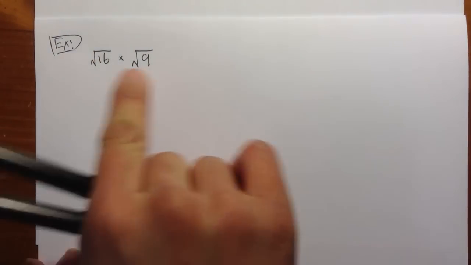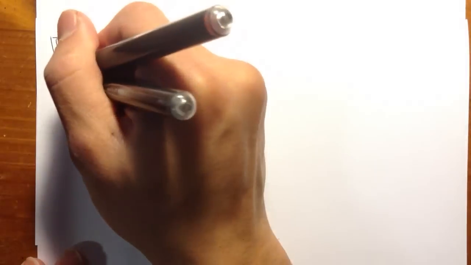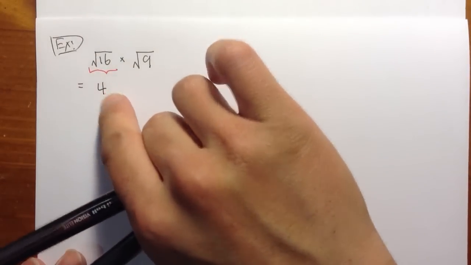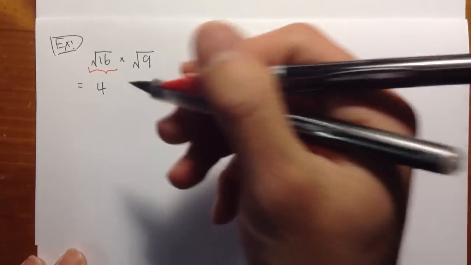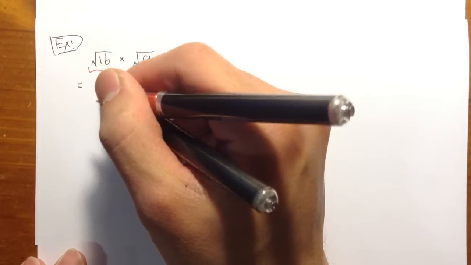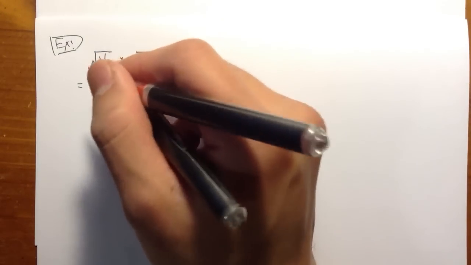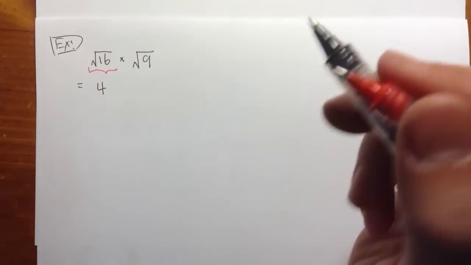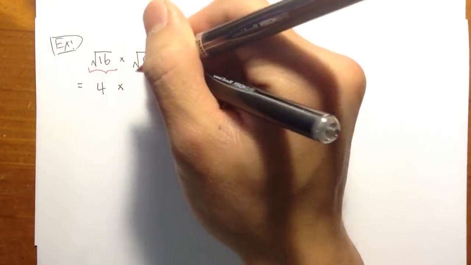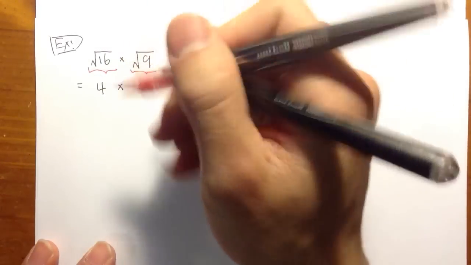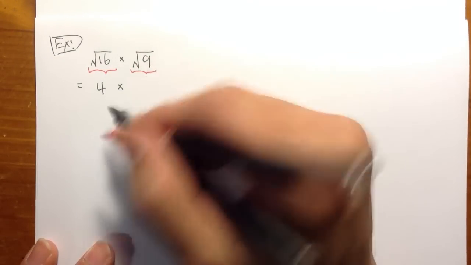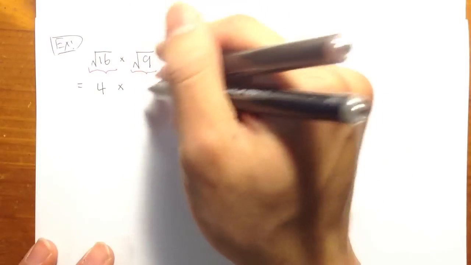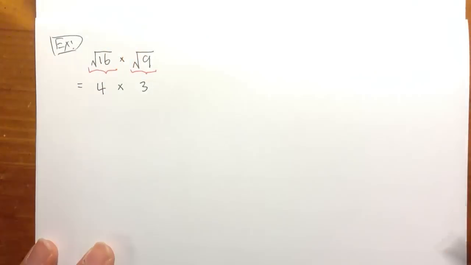I choose these two numbers because we know square root of 16 is equal to 4, because 4 times 4 gives you 16. We're looking for the positive number only, the positive number that multiplies itself twice to give you 16. And square root of 9: what number times itself will be equal to 9? They have to be the same number and positive. 3 times 3 is equal to 9, so this is equal to 3.